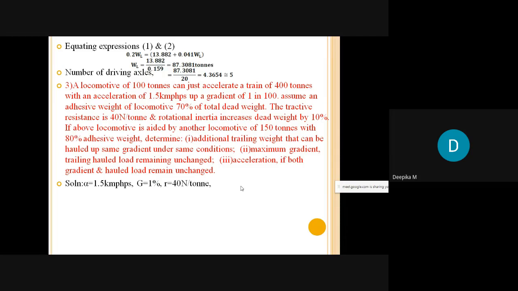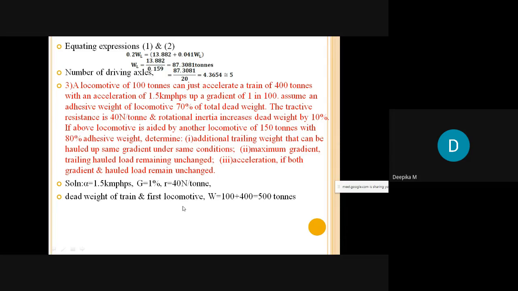Next, first list out the data. The acceleration for the previous condition is 1.5 kilometer per hour per second, the gradient is 1%, and the resistance is 40 Newton per ton. So what is the dead weight of the train and first locomotive? It is 100 plus 400, which is nothing but 500 tons. So this is the total dead weight of the system, for the first condition I am talking about.